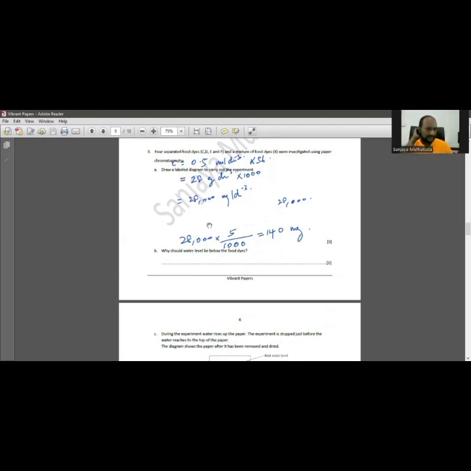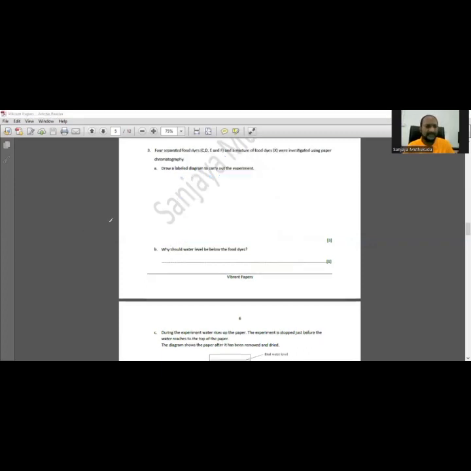Third question. Four separated food dyes, C, D, E, and F, and a mixture of food dye X were investigated using paper chromatography. Draw a labeled diagram to carry out the experiment, right? This is also a labeled diagram. First of all, you need to draw the diagram. Here you have the beaker and chromatography paper in it. Then this is the solvent level, and here is the baseline. On this baseline, you have to have spots A, C, D, E, F, and X.